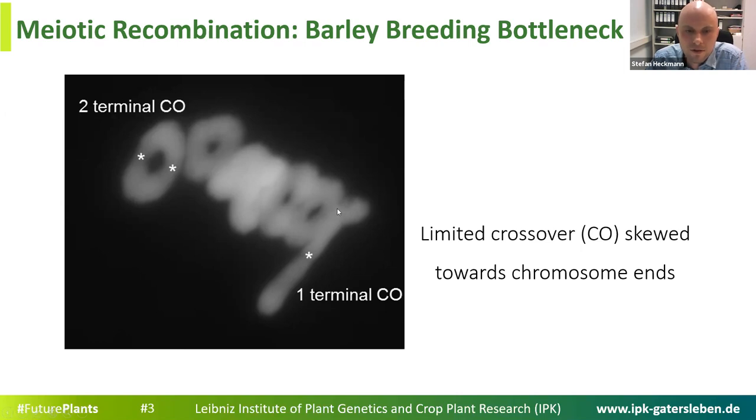What is interesting in most plant species is that we have, first of all, very limited crossover numbers. When we check under the microscope the outcome of meiosis, so chromosomes undergoing recombination, we only see these donut-shaped structures, or a rod structure. This means the mom and the pop chromosome are only connected at the end, exchanging only the terminal chromosome region, or they are connected at both ends, resulting in a donut.